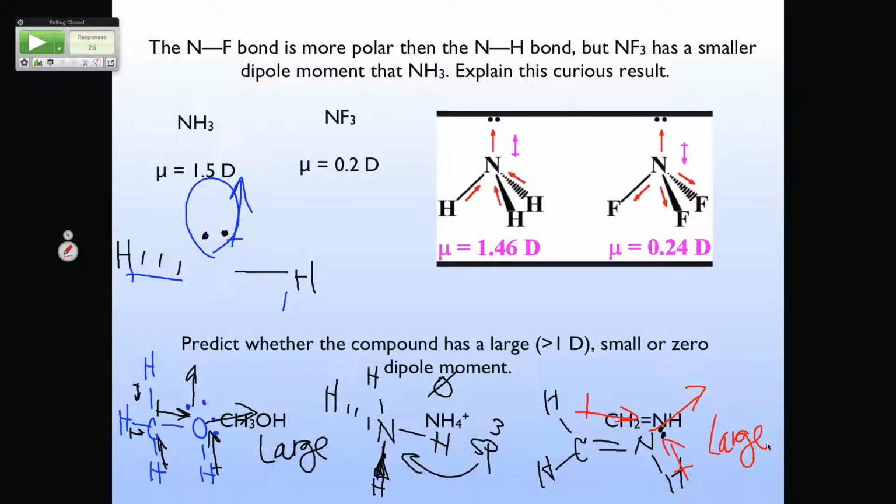Okay, so all I really want you to be able to do is look at the shape and find the polar bonds and decide if they cancel out or not. That's really the gist of the whole thing. Like I say, we're not going to figure out all the numbers.